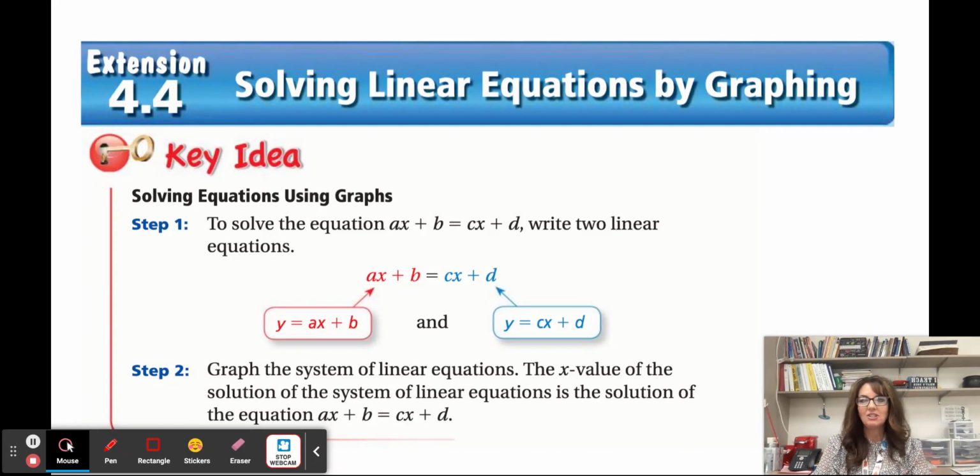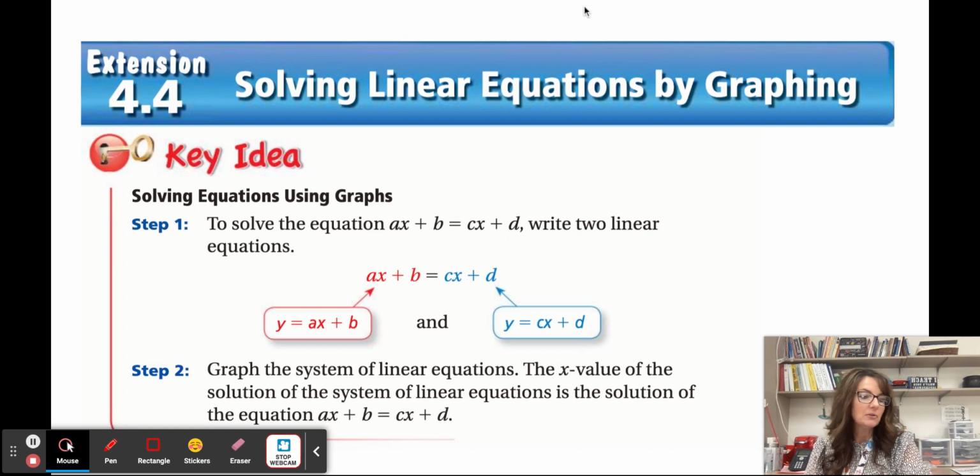Okay, here we are, extension for 4.4, solving linear equations by graphing. So what we're going to learn is that when we have an equation with variables on both sides, with the x on both sides, we can actually look at each side of that and turn it into slope-intercept form, y equals mx plus b, and graph it. And where the two lines intersect, the x value of that ordered pair would be the x solution to this equation.